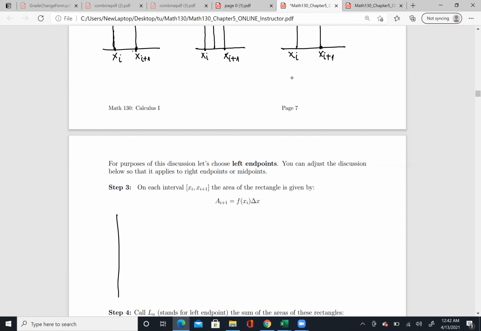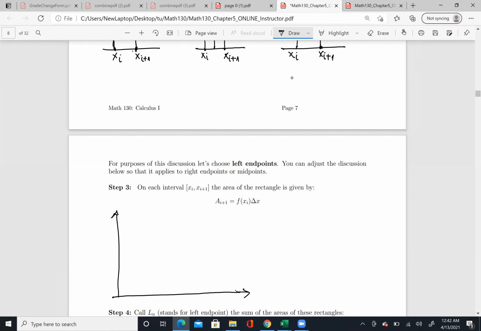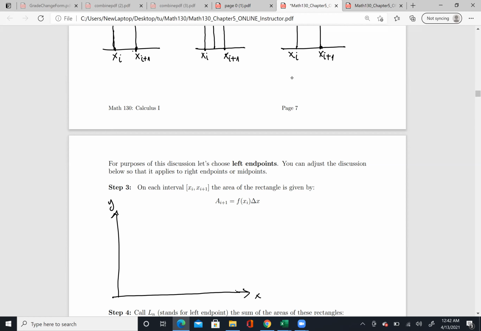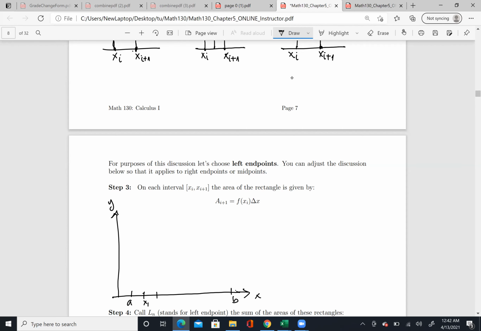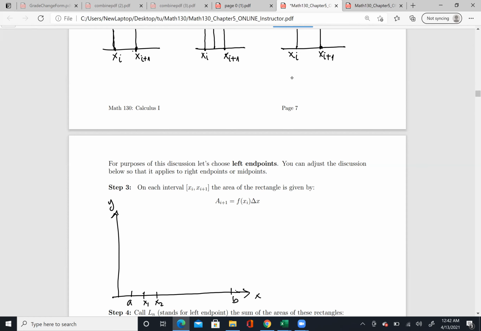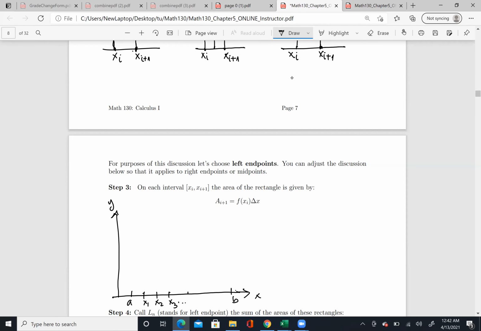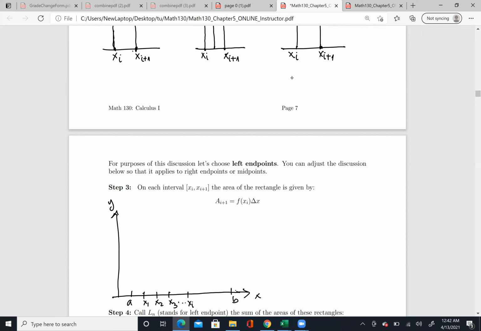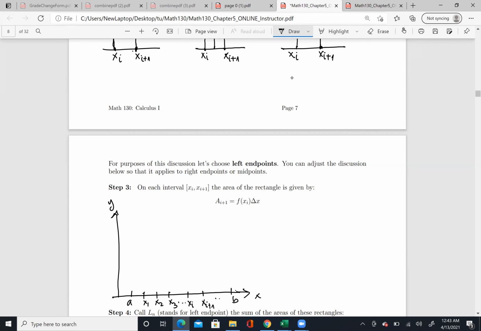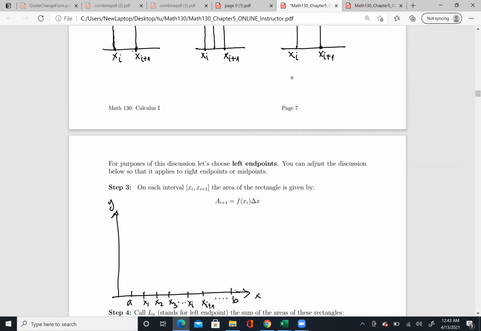So here is the graph, x y here. Here is a, here is b, here is x1, x2, x3, dot dot dot, x_i, and then x_{i+1}, and dot dot dot to b, right? So if I use a left endpoint, wait a second, let me draw the graph first.